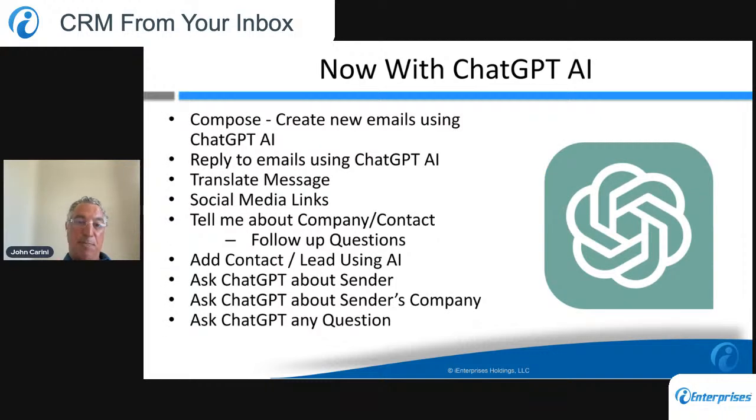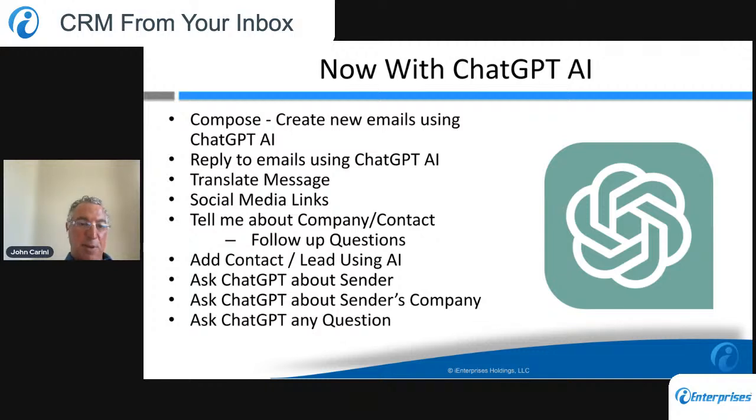Now we have ChatGPT in there too. Not only are we bringing CRM into the inbox, but ChatGPT too, and it allows you to automate all of that time you spend in email. Automate a great deal of it anyway. With ChatGPT you can compose messages, reply to messages, and translate. It provides social media links so you can see more about the people you're interacting with.